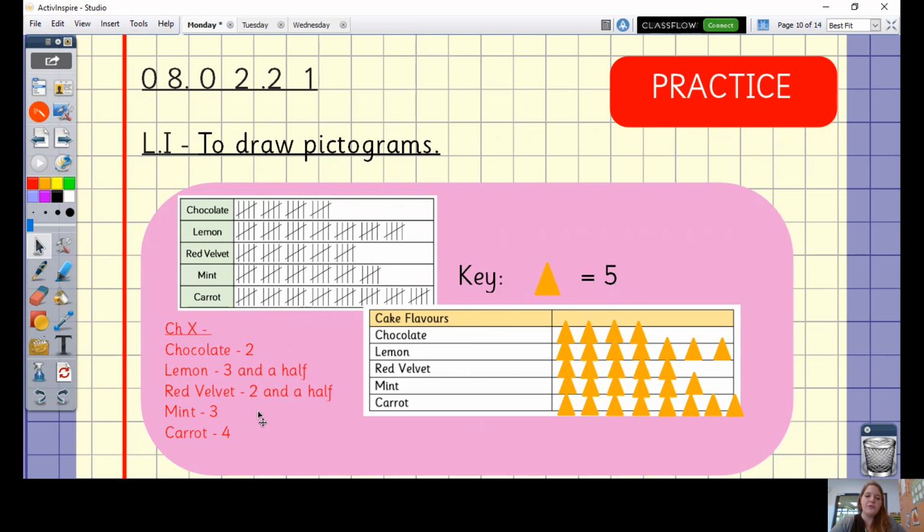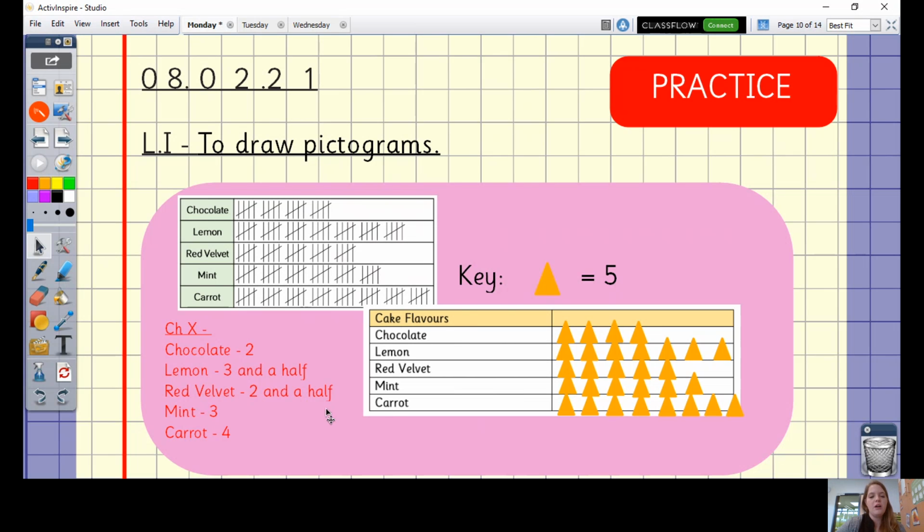For that challenge X, I wonder if you were able to have a go thinking about how many symbols you would draw for each flavour if the symbols represented 10 instead of 5. So for each of them, I would need to halve the amount of symbols I drew, okay, because 5 and 5 makes 10. So for chocolate, I would just draw 2 triangles. Lemon, I would need to draw 3.5, okay, because 7 is an odd number. 3.5, so it wouldn't halve easily.